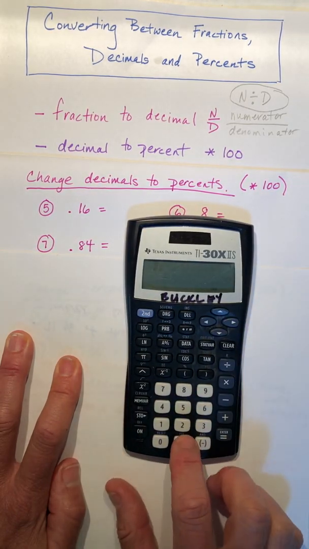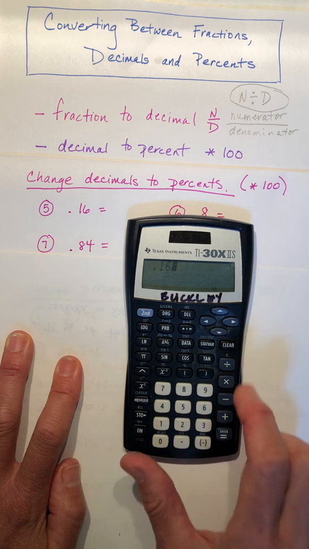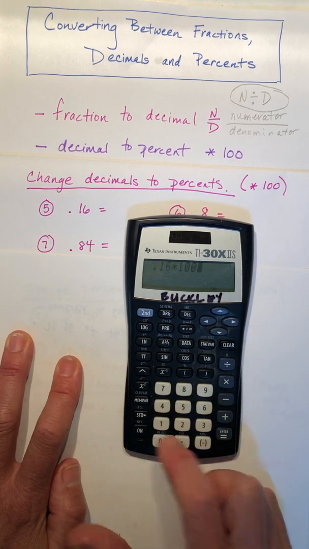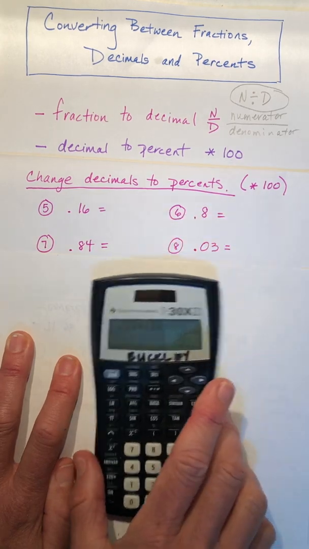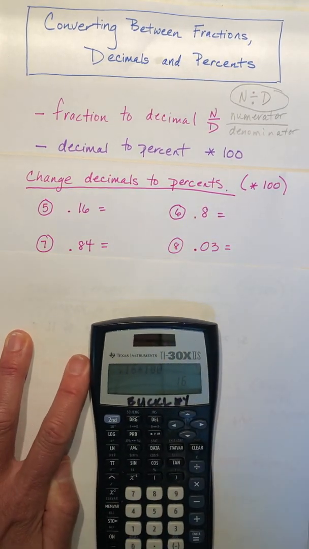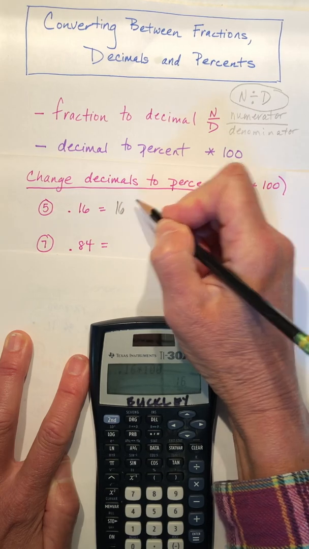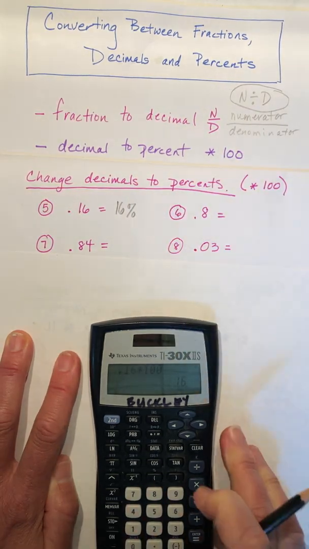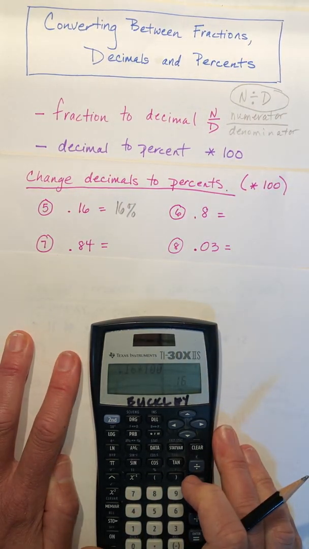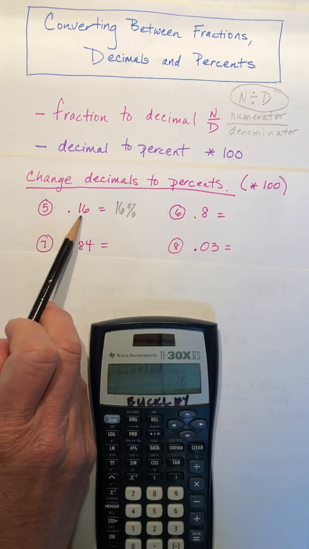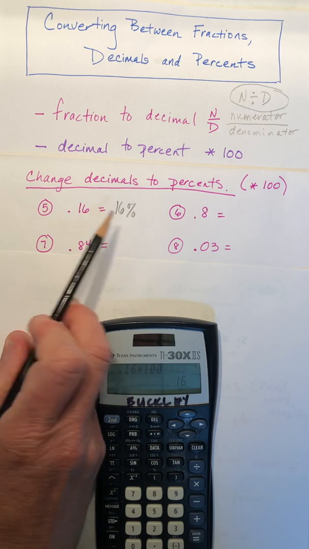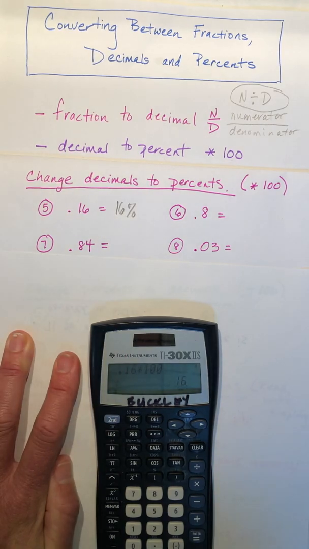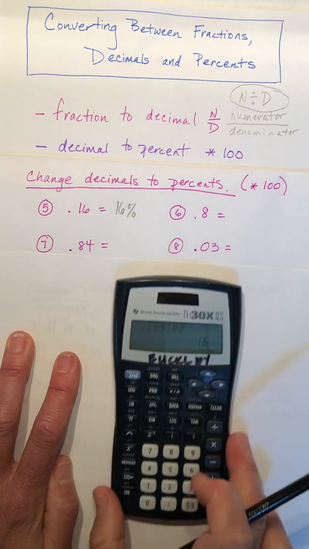So 0.16 times 100 equals 16. And it's not just plain old 16, it's 16%. So I take the decimal value, I multiply it by 100, and that will give me the percent. 16/100 means the same as 16%.